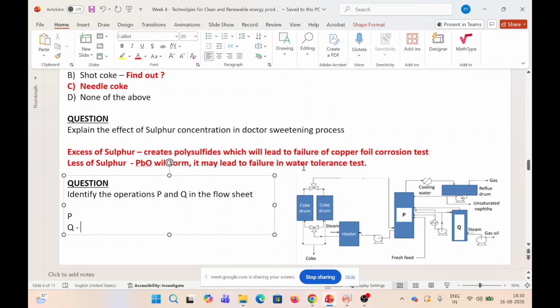Q represents, since gas oil is going to come out, a component which is going to separate the gas oil. You can call that a gas oil separator, or a more specific word is gas oil stripper. Similarly, P: you feed component P with the feed, and the product goes through a cooling tower and then into a reflux drum, and then the gas gets released, and a fraction of this reflux is fed again into the equipment P. So P is a fractionator. Q is a gas oil stripper and P is a fractionator.